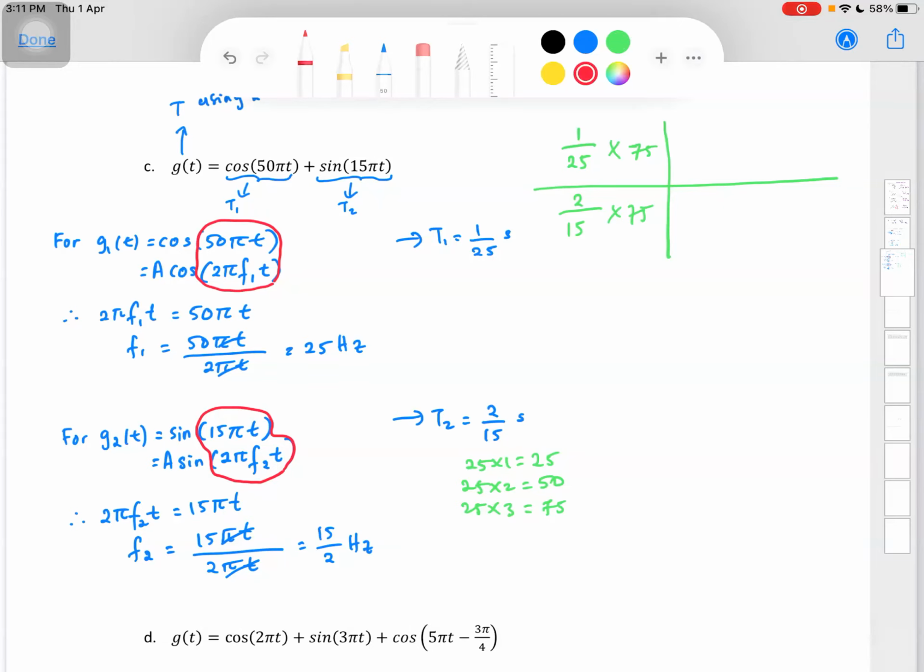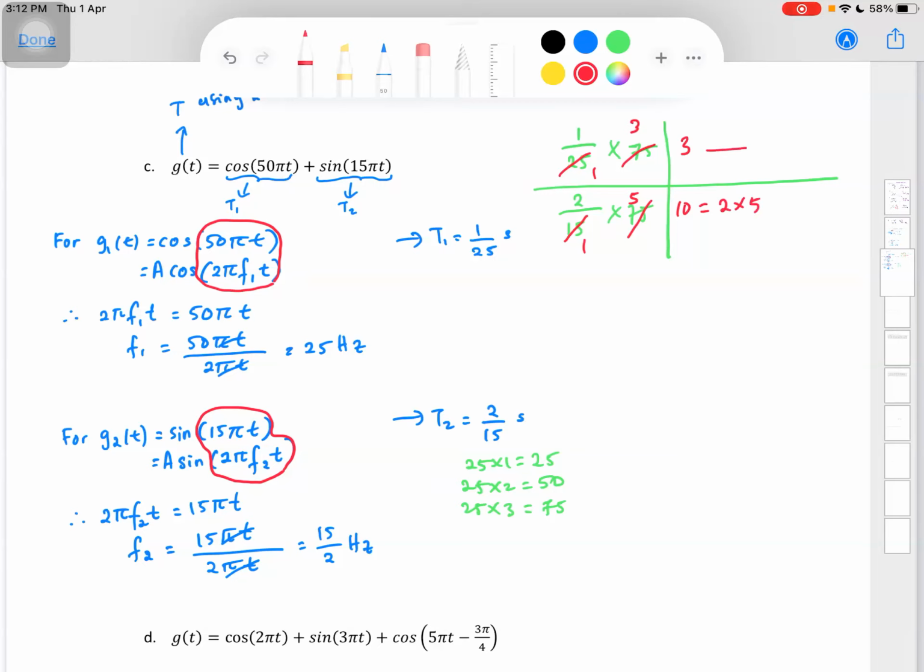So if we cancel 25, 25 multiplied by 3 is 75. 15 multiplied by 5 will be 75. Right, so 3 times 1 it will be 3, 5 times 2 it will be 10. Okay, now we have this 3 is already a prime number, so let's just leave it like that. But this 10 we have to reduce to a prime number, so this will be 2 times 5.